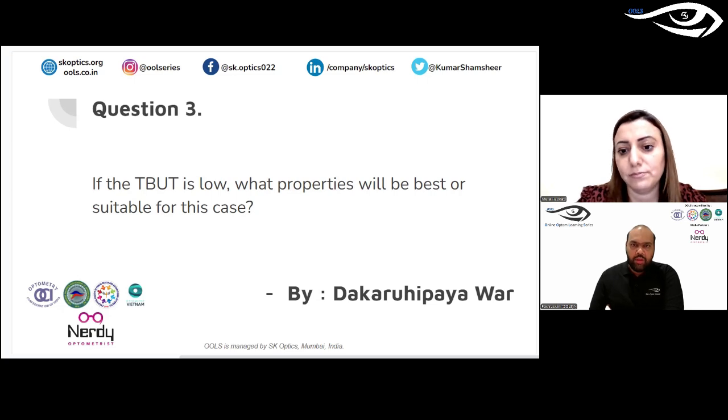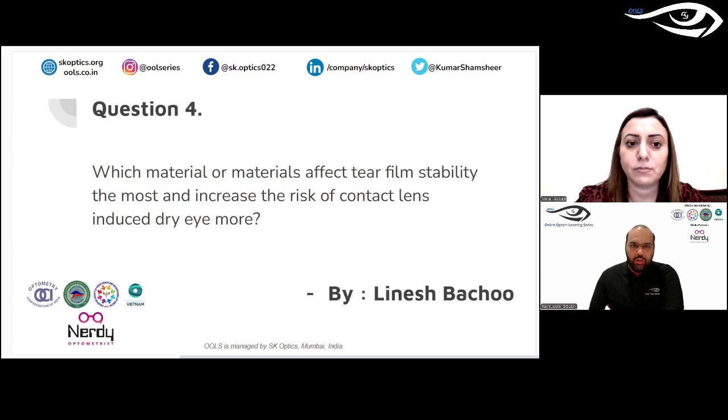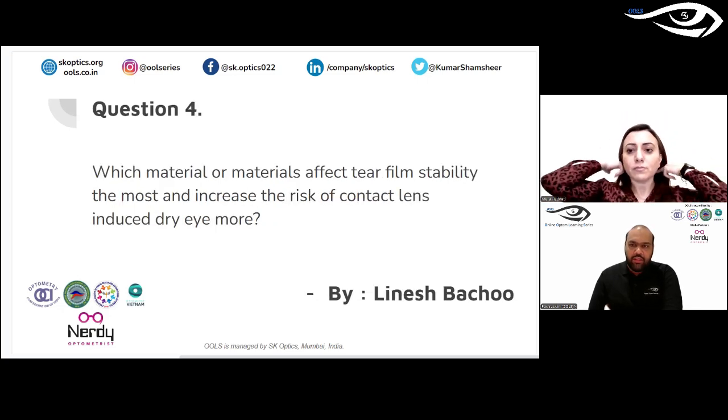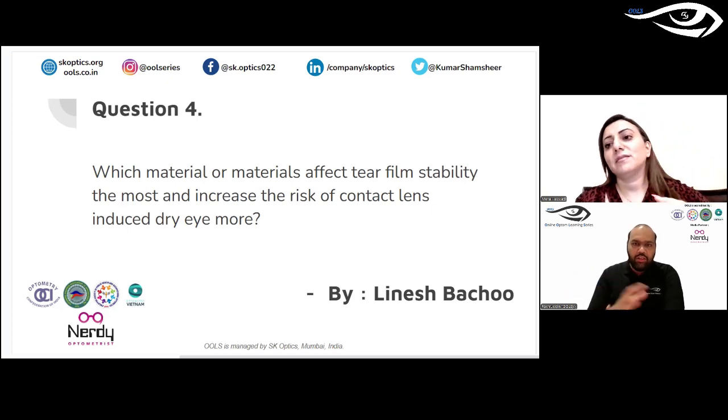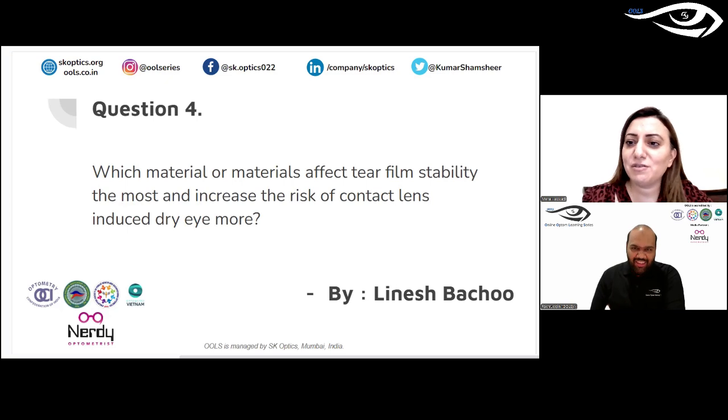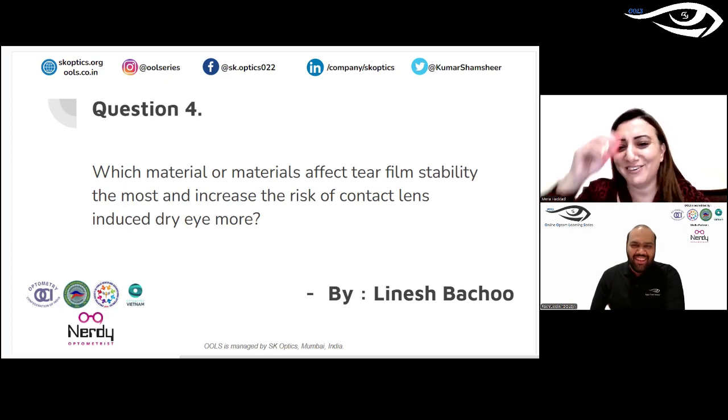And the next question also talks about which material affects the tear stability the most and increases the risk of contact lens induced dry eye. So, hydrogel versus silicone hydrogel again? Which one do you think? They are similar questions.